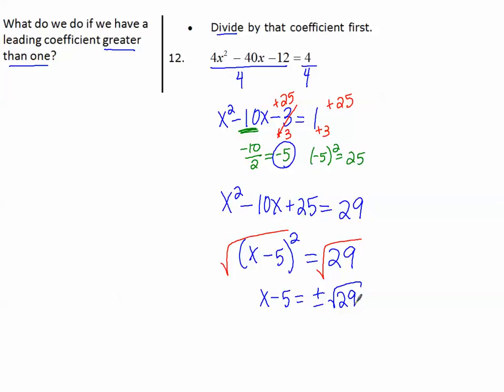Since I can't take the square root of 29, 5 won't add to it, so I'm still having to get the x by itself, so I'm still going to move the 5 by doing plus 5, but since I can't combine those unlike terms, my answer is just 5 plus or minus the square root of 29. And we did it!